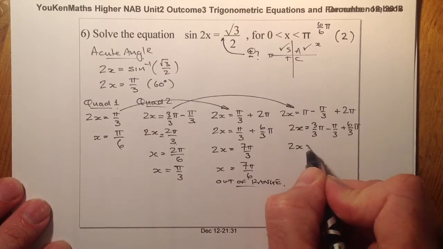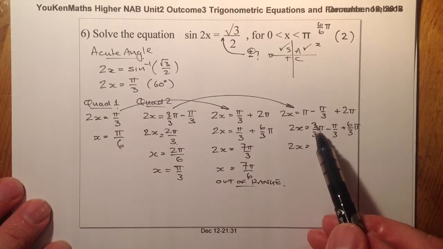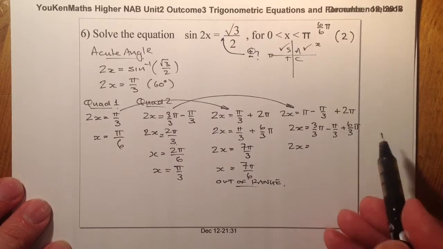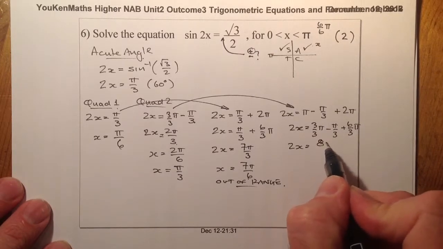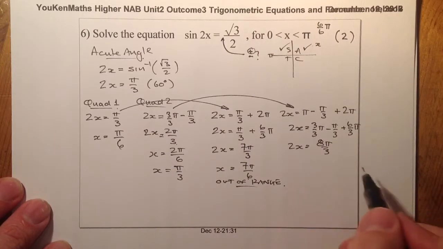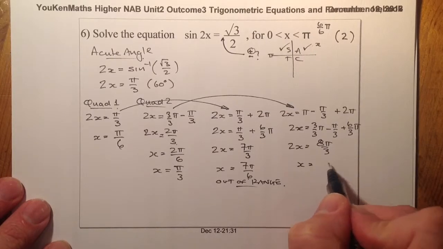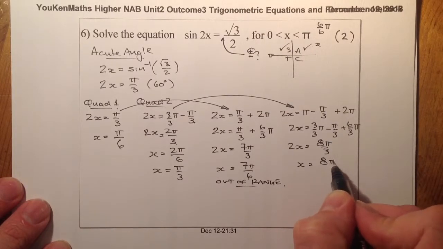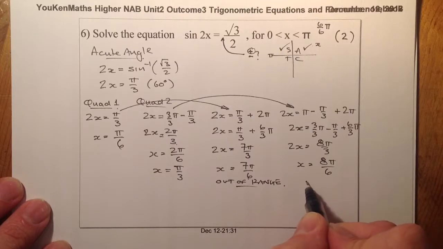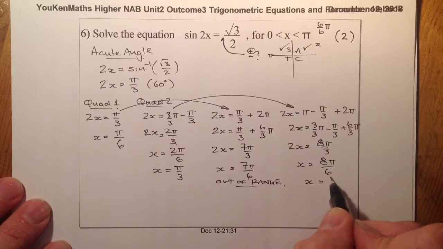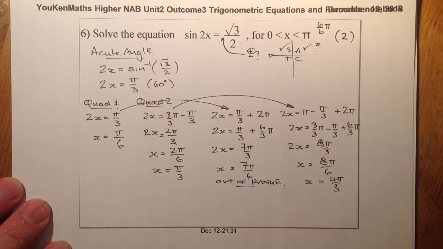If I gather these up, what I have is 3, 9, take 1 away would give me 8 pi over 3. Dividing by 2 would give me 8 pi all over 6, and then x here is going to be equal to 4 pi over 3. And as I said before, that there is out of range.